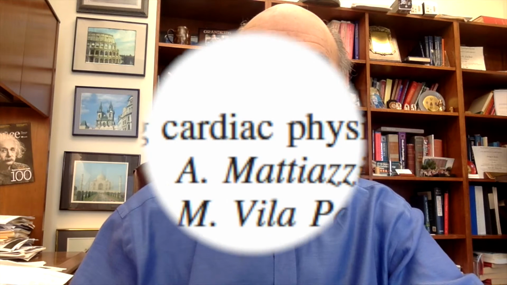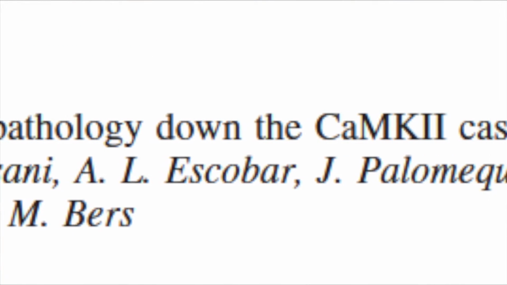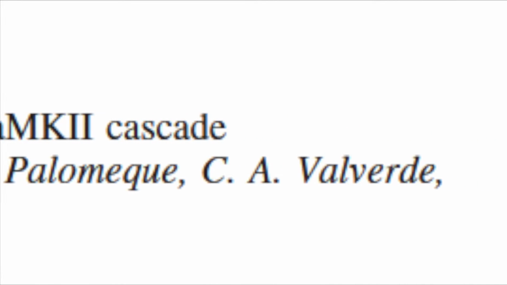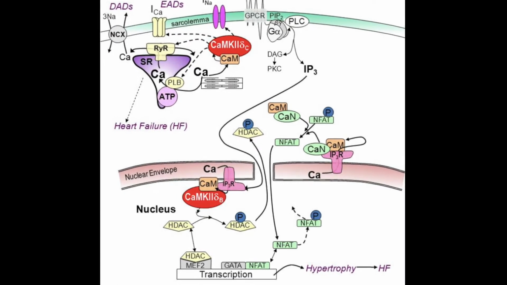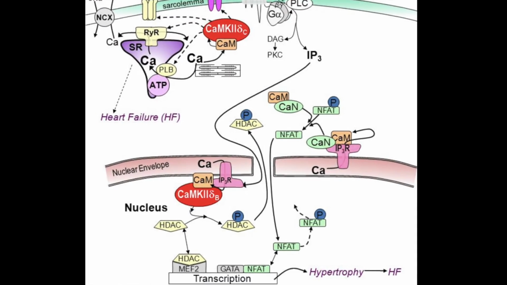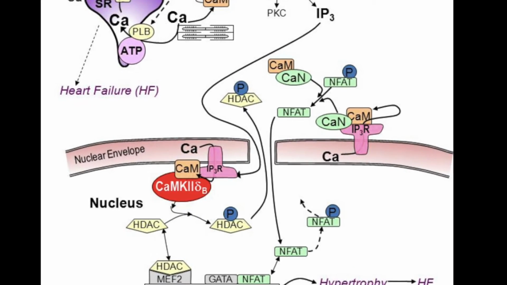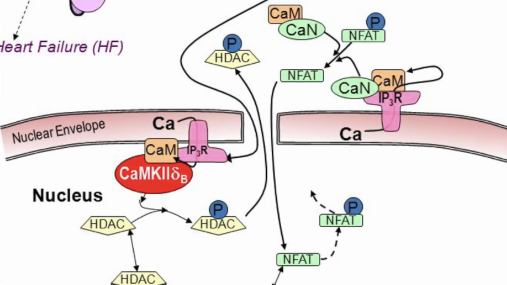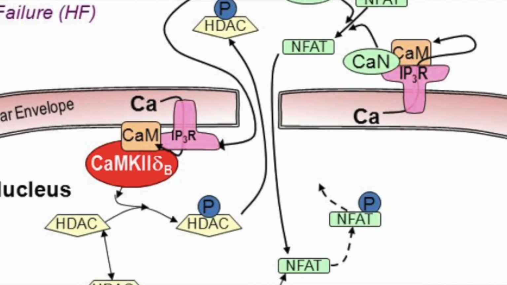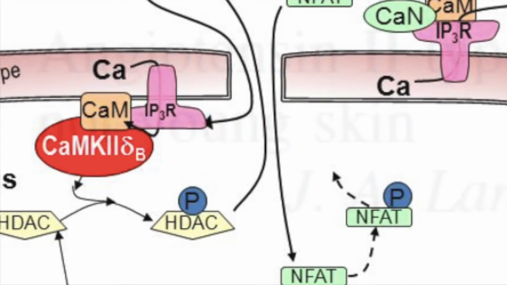So let's get started. To review, Matazzi et al. discussed the many effects of CaMKII in the heart. This ubiquitous protein participates in many cellular functions in addition to excitation-contraction coupling. The review summarizes many aspects of the molecular physiology of CaMKII and provides a framework for understanding the role of CaMKII in calcium homeostasis in the cardiac cell in health and disease.